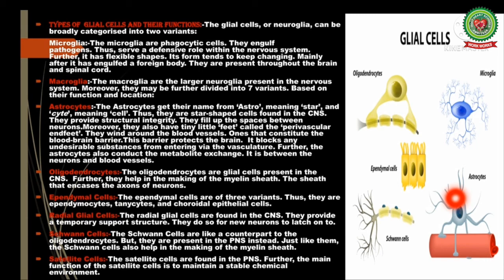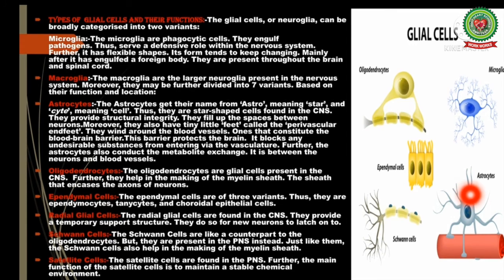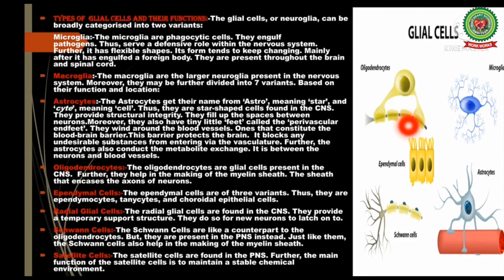They wind around the blood vessels, ones that constitute the blood-brain barrier. This barrier protects the brain. It blocks any undesirable substance from entering via vasculature. Further, astrocytes also conduct the metabolite exchange between the neuron and blood vessels. Oligodendrocytes. Oligodendrocytes are the glial cells that are present in the central nervous system. They help in making the myelin sheath, which encloses the neurons of the nervous system.